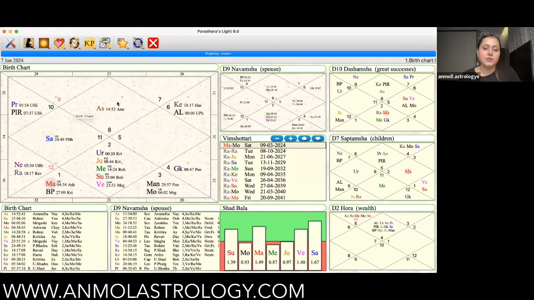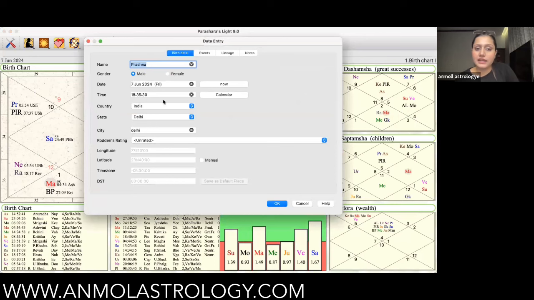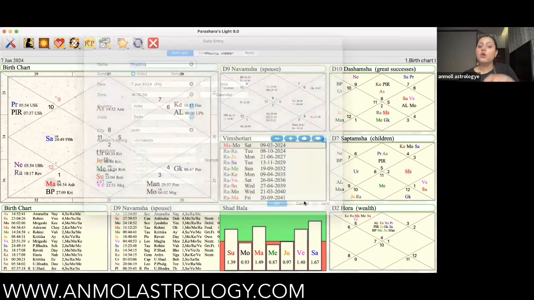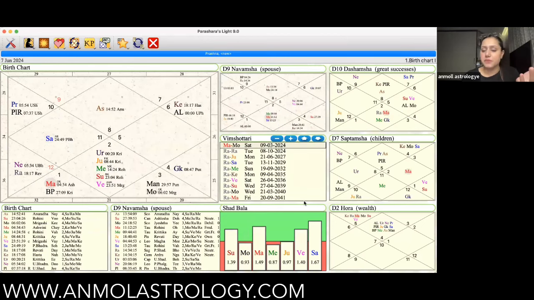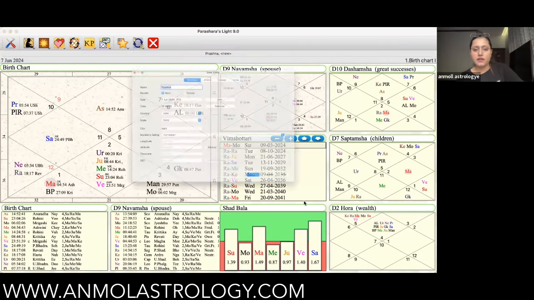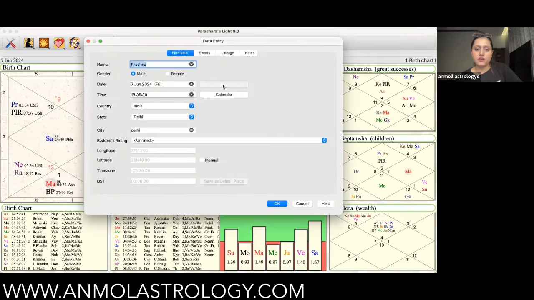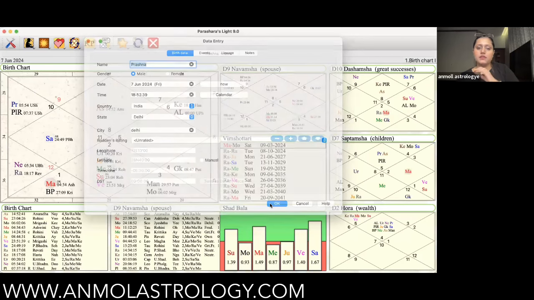For time, I'll take the ascendant degree. And right now, I am not refreshing the Prashna chart, because we started discussing Prashna at 18:35, and right now it's 18:52. So whenever another question comes in, just to refresh the Prashna, go here, click on Now, and then OK.